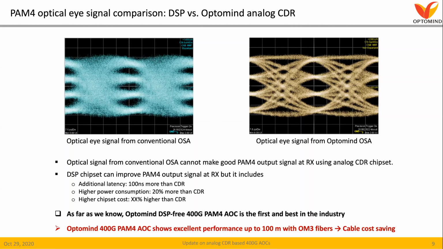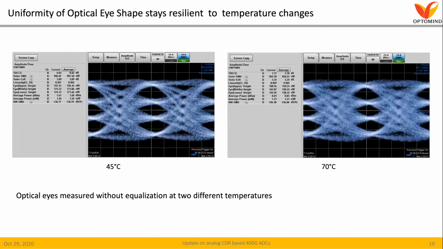Optomine achieved excellent progress with 400G PAM4 AOC up to 100 meter using OM3 fiber. We have obtained significantly stable optical eyes of PAM4 from our OSA and optical assembly operating at different temperatures. We do not use equalization for optical eye measurement. Optical eyes for all channels are similar to each other.